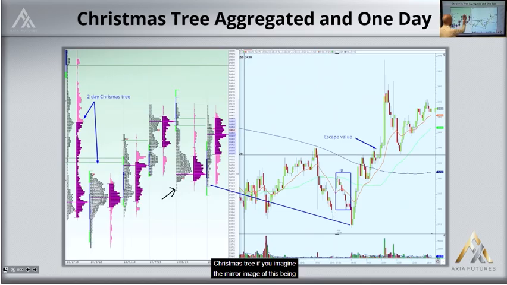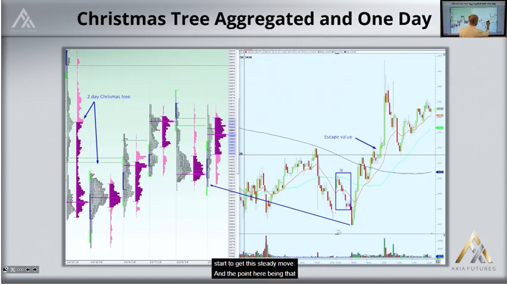There's your Christmas tree. If you imagine the mirror image of this being drawn, and of course I'm not a very good artist, that kind of makes a Christmas tree, you could argue. And that's where the phrase comes from on this idea. Now, what this suggests to you is that if we do start to reverse, this is going to be a steady drift up. People are stuck in this, and they're going to have to now start to exit, tick, tick, tick, tick, tick, as the move goes back. And it's what you do start to see.